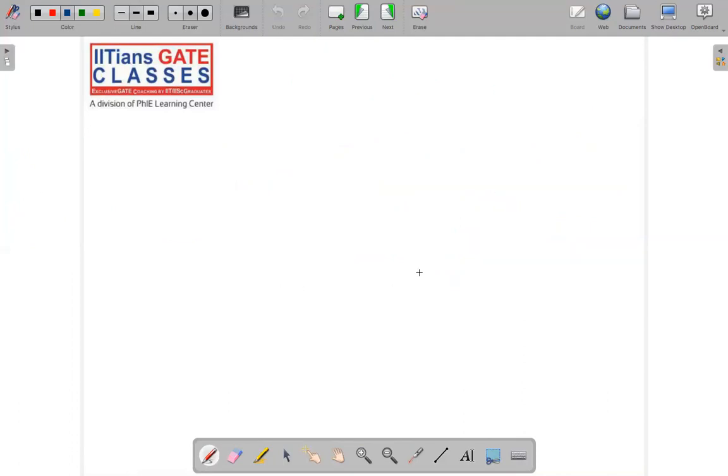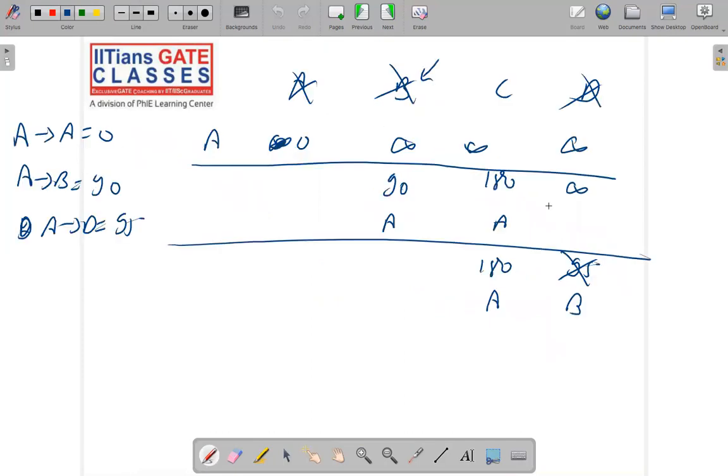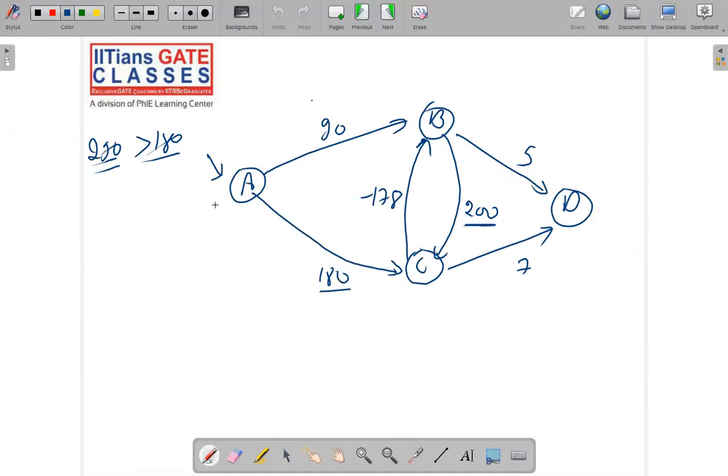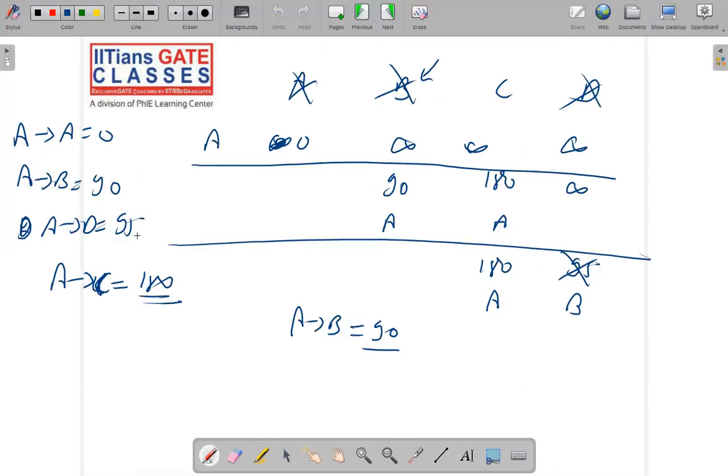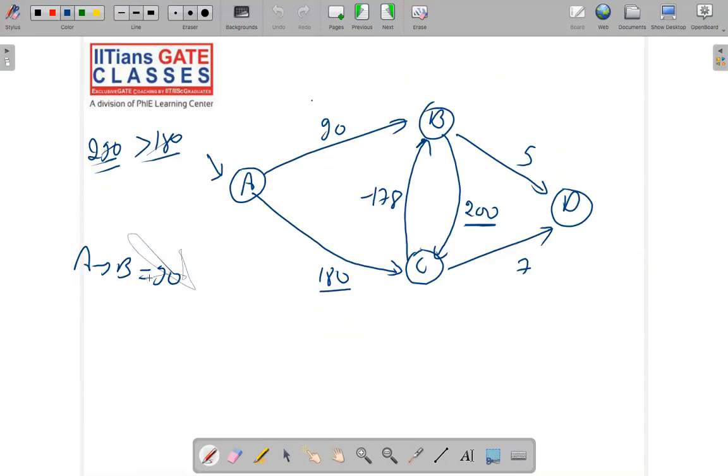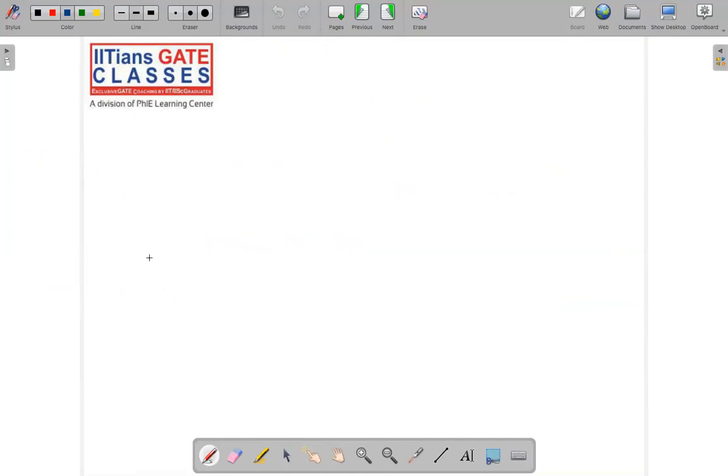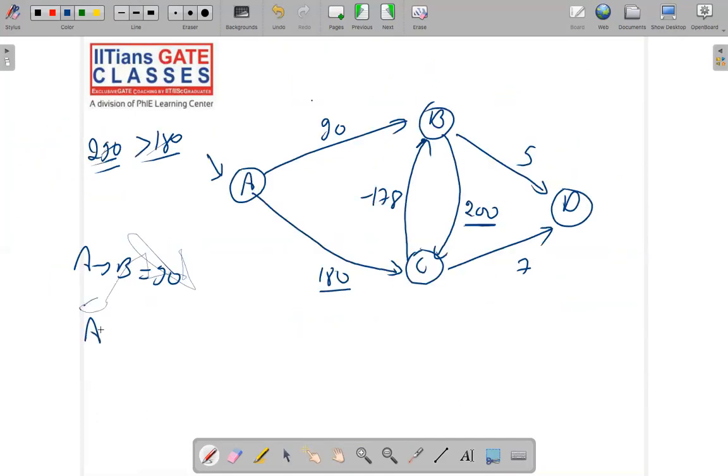Can we reduce the cost? There's no outgoing edge from D, and we conclude that A to C is 180. But is it correct? Let's see. A to B is 90, A to D is 95, and A to C is 180. It's incorrect. How come?